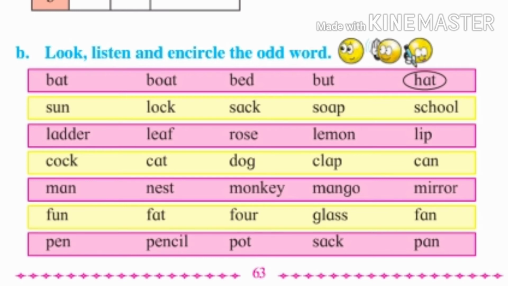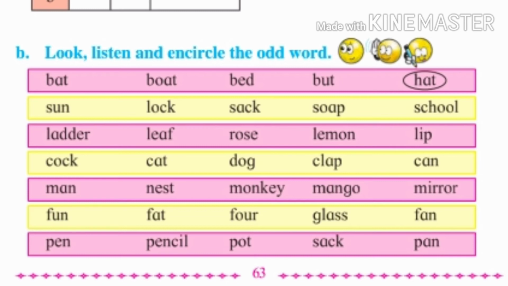Look, listen and encircle the odd word. बघा, ऐका आणि वेगळ्या शब्दाला सर्कल करा किंवा वर्तुळ करा. लुक म्हणजे बघणे, लिसन म्हणजे ऐकणे, इनसर्कल म्हणजे वर्तुळ करणे, ऑड म्हणजे वेगळा, ऑड वर्ड म्हणजे वेगळा शब्द. ऑड म्हणजे दिलेल्या पर्यायांपैकी वेगळा.